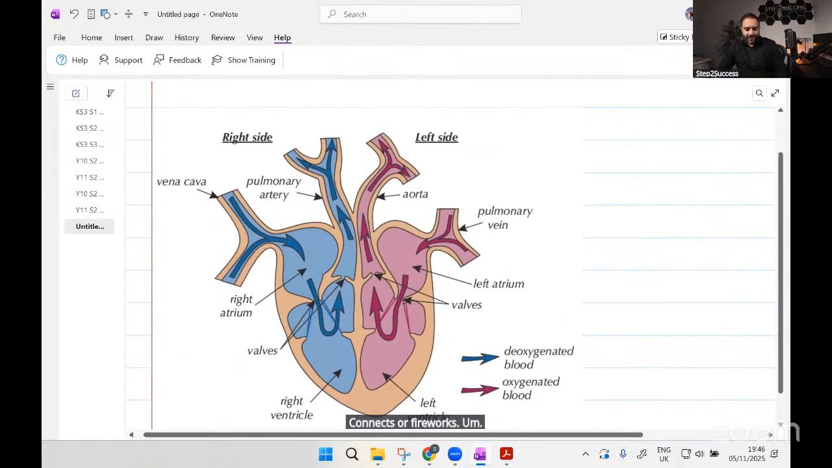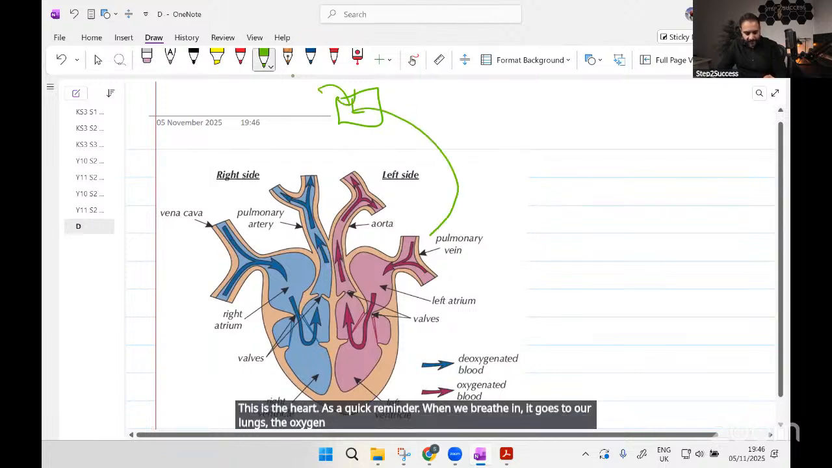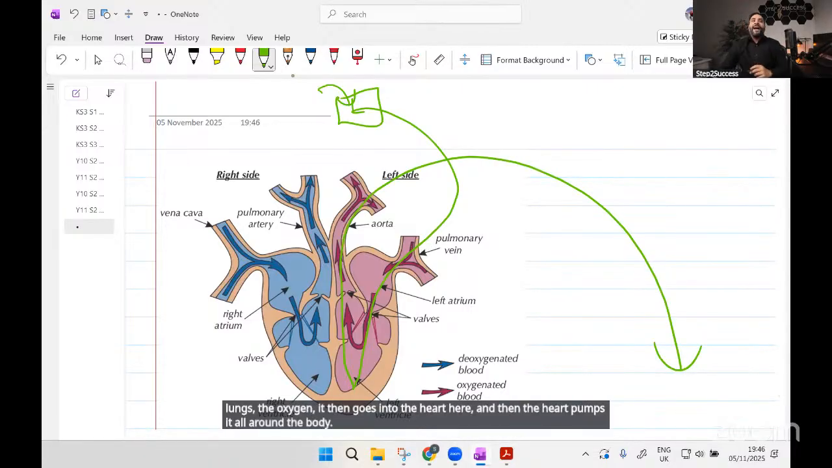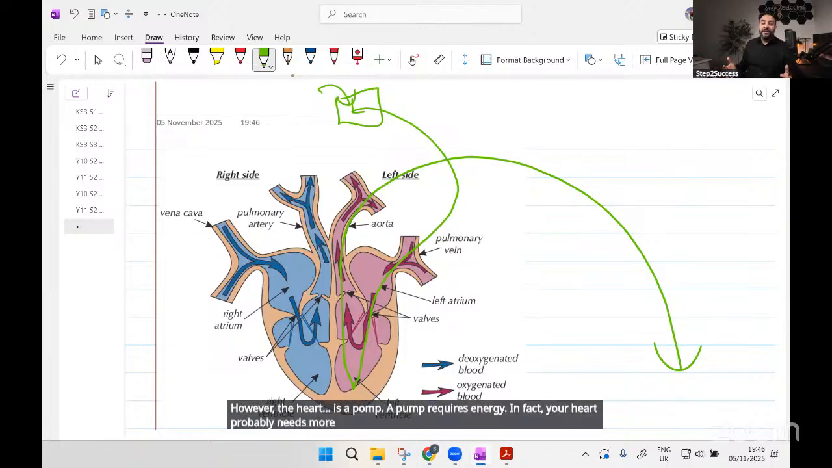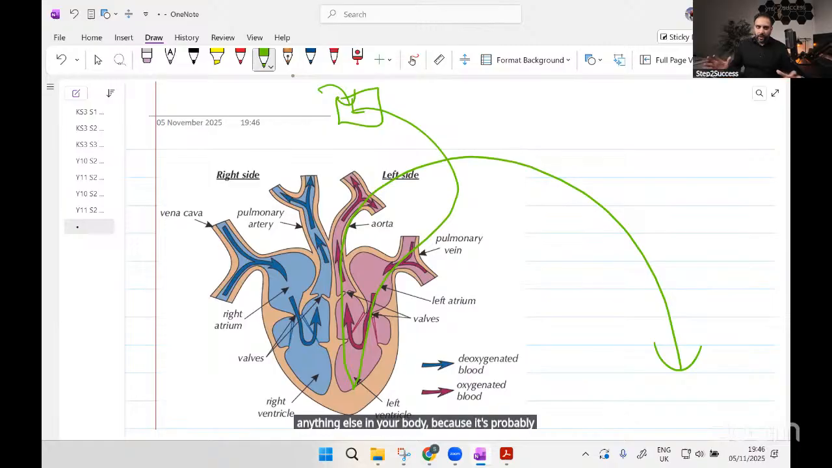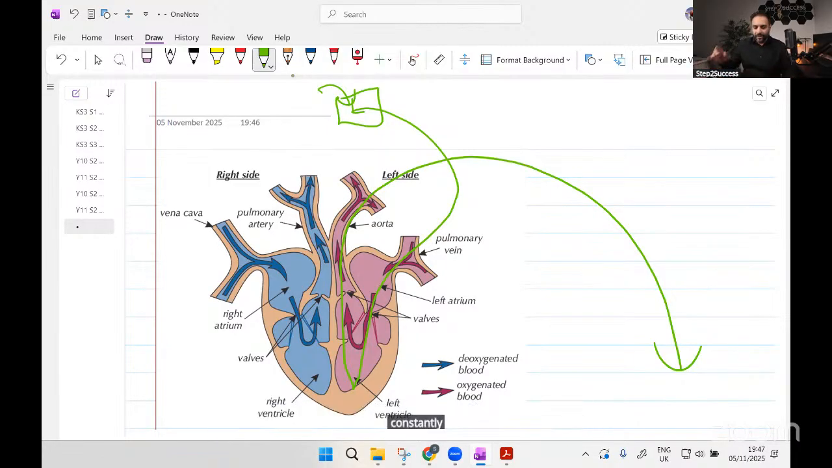This is the heart. As a quick reminder, when we breathe in, it goes to our lungs, the oxygen. It then goes into the heart here, and then the heart pumps it all around the body. However, the heart is a pump. A pump requires energy. In fact, your heart probably needs more energy than anything else in your body because it's probably the one organ that never stops working throughout your life, constantly. It is constantly working, it's constantly pumping. It therefore always needs energy.